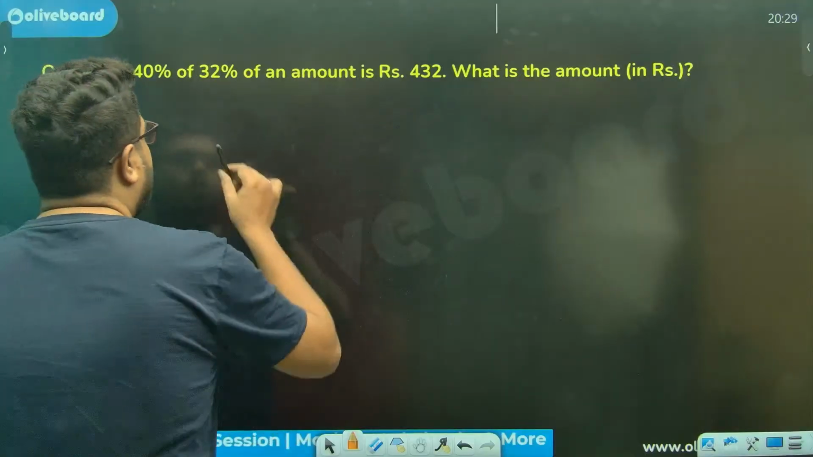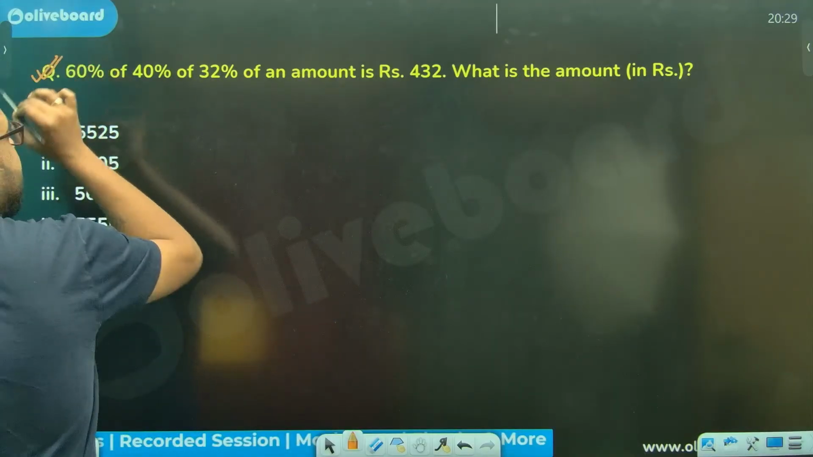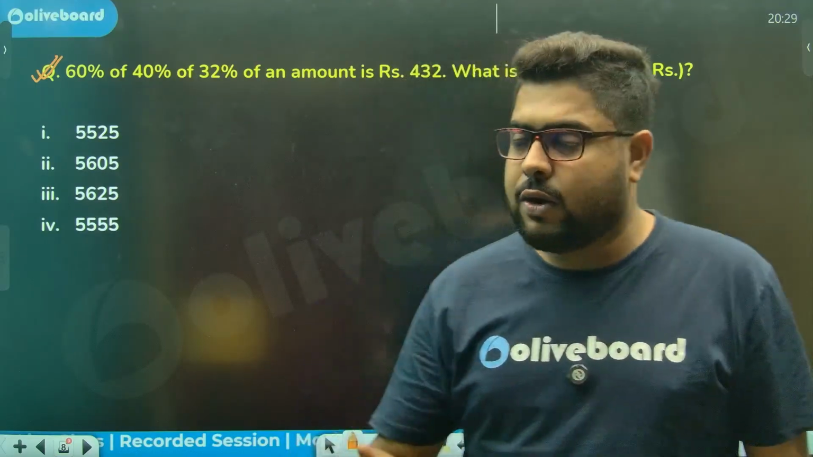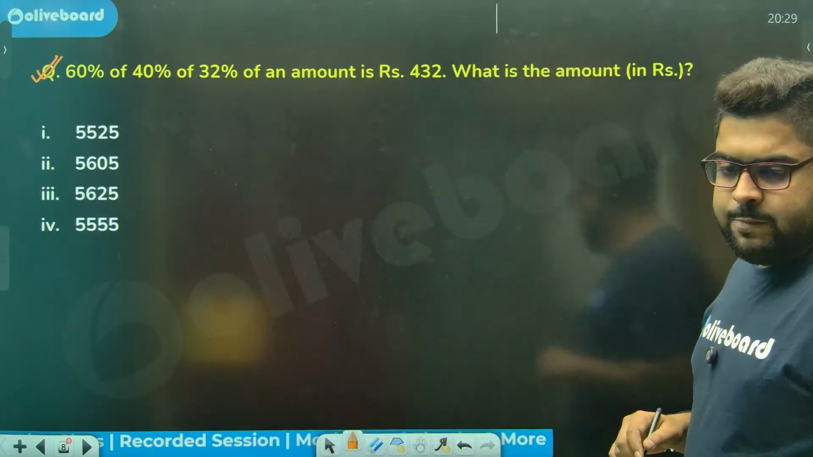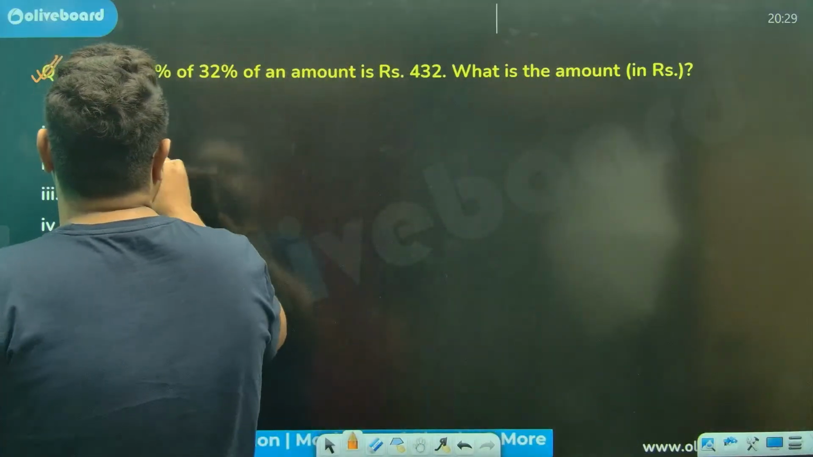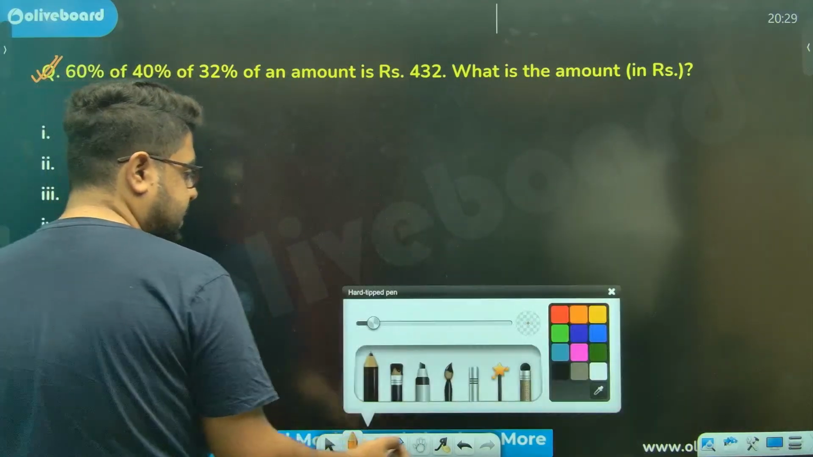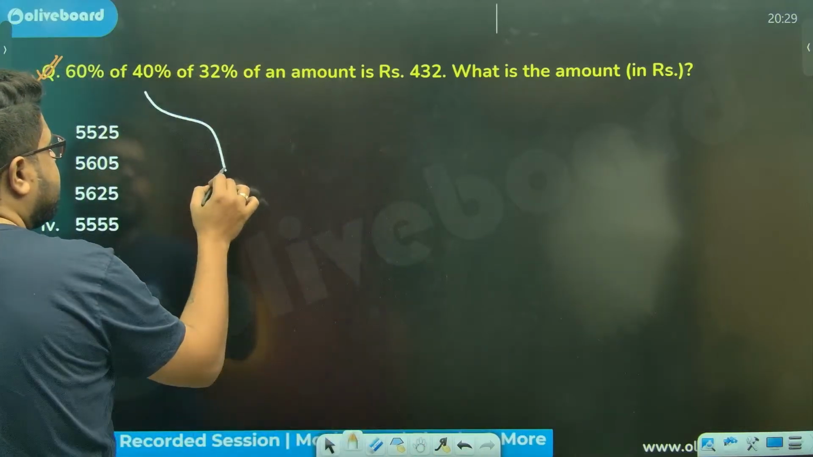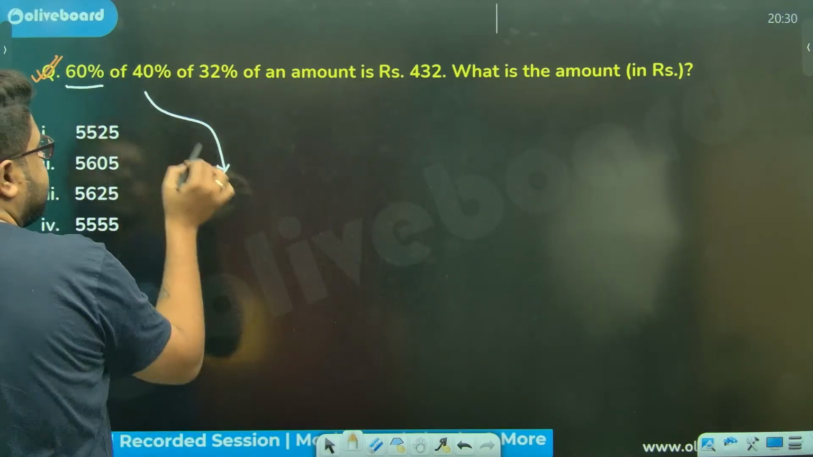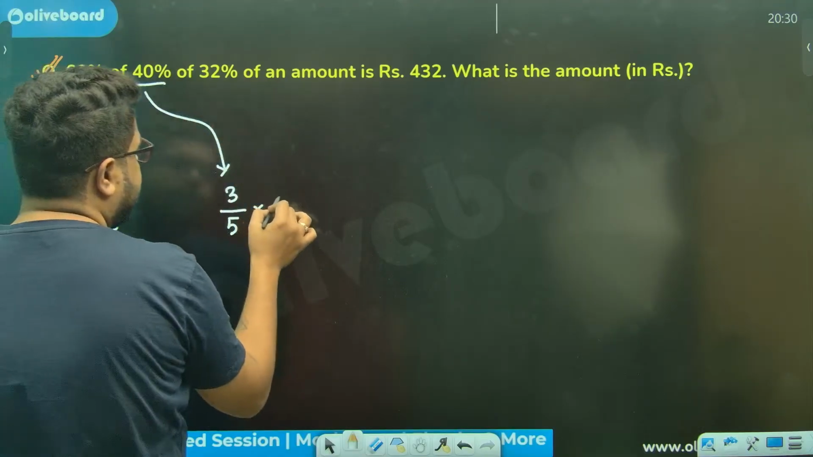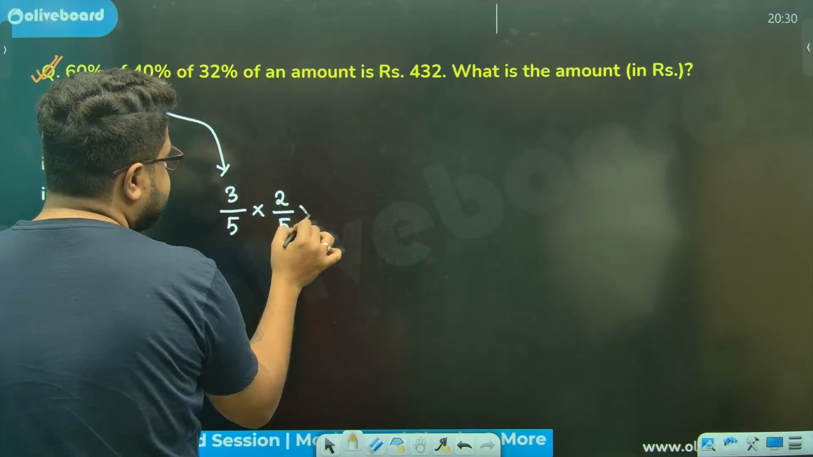Now, let's go back to some easier questions, because in CGL, in CHSL, in NTPC, everywhere, you will also get these types of questions. Number based, very basic concept questions. Sir, 60% of this. What is the best way of solving? Sir, can you put percentage to fraction, 60%? 3 by 5. 40%, 2 by 5.